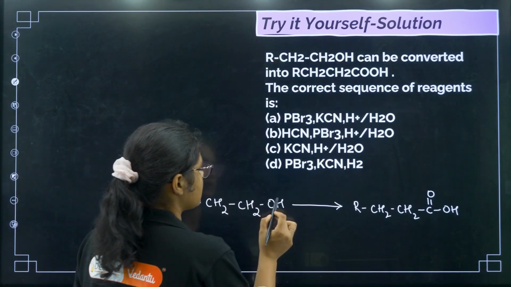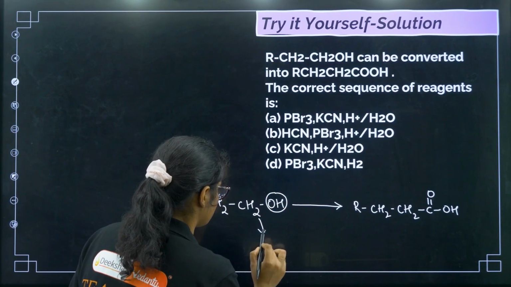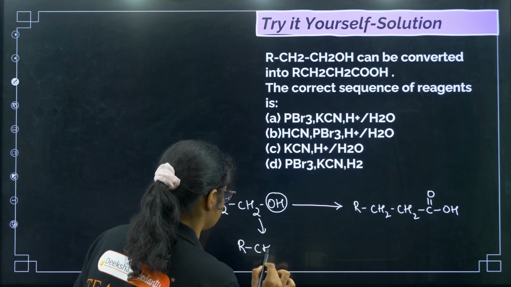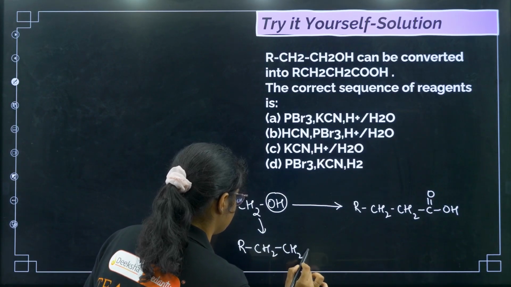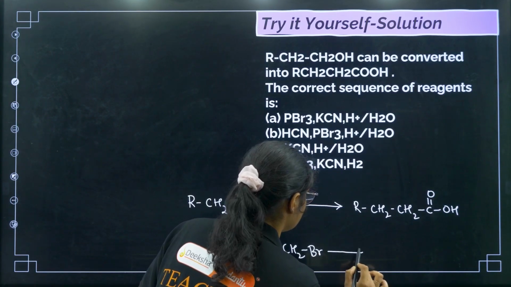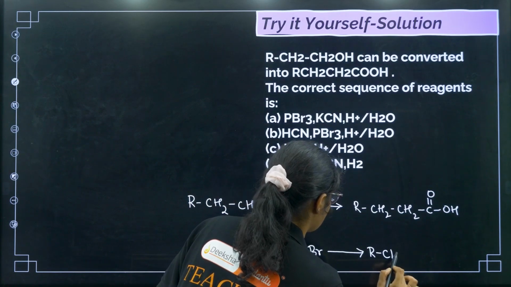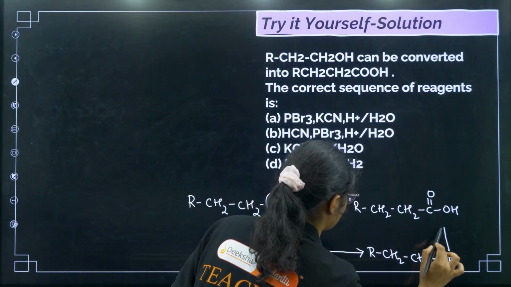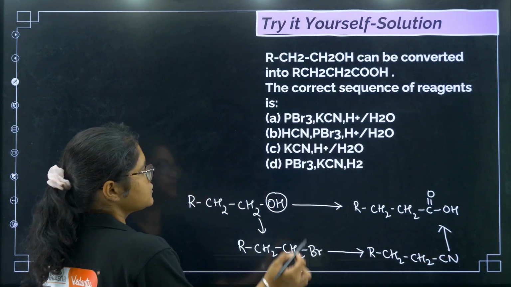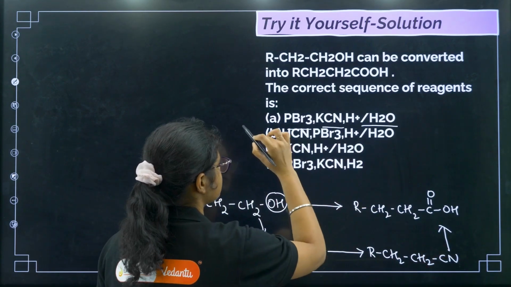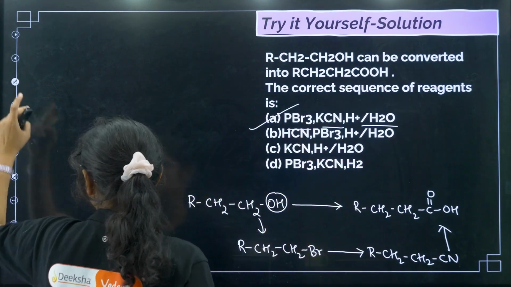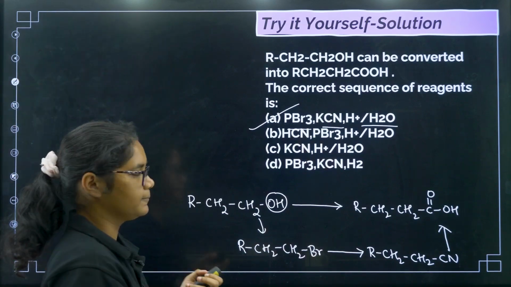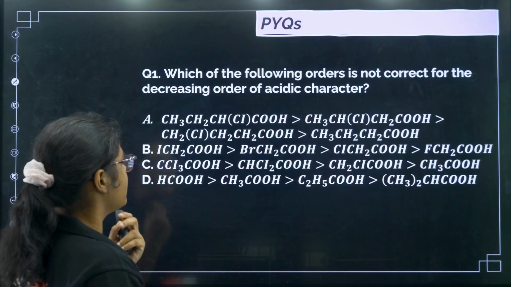So first we need to convert this OH to Br. So I'll get RCH2CH2Br. Then you can use it with CN to get RCH2CH2CN, and then you can do hydrolysis, right? So PBr3, KCN, H2O/H+. So the correct answer for this question is option number A. Okay, fine. Now let us see the next question.